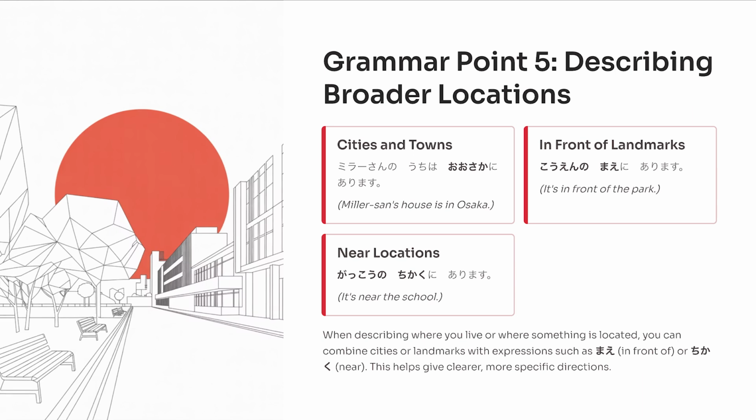Another useful expression is 近く, which means near. The sentence 学校の近くにあります means it's near the school. Notice that both 前 and 近く follow the same grammar pattern we learned earlier. Noun no location, ni. Once you become familiar with these expressions, you'll be able to give much clearer directions and describe places more naturally in everyday Japanese conversations.